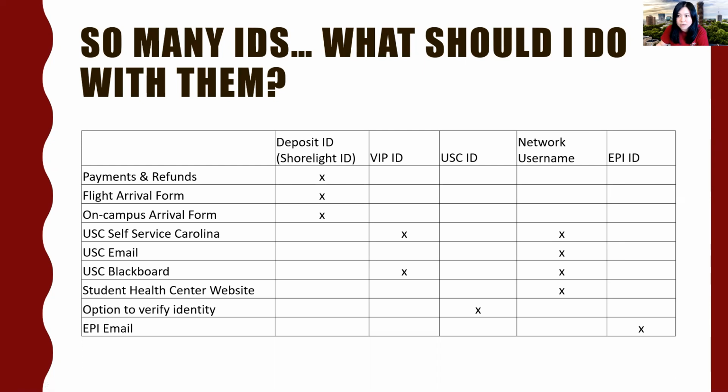Last but not least, if you are an academic English student, which means you're only taking full English courses and not university courses, you will go into a program called EPI. That's English Program for Internationals. For academic English students in EPI, you will get an EPI ID, and that ID normally starts with a 600.